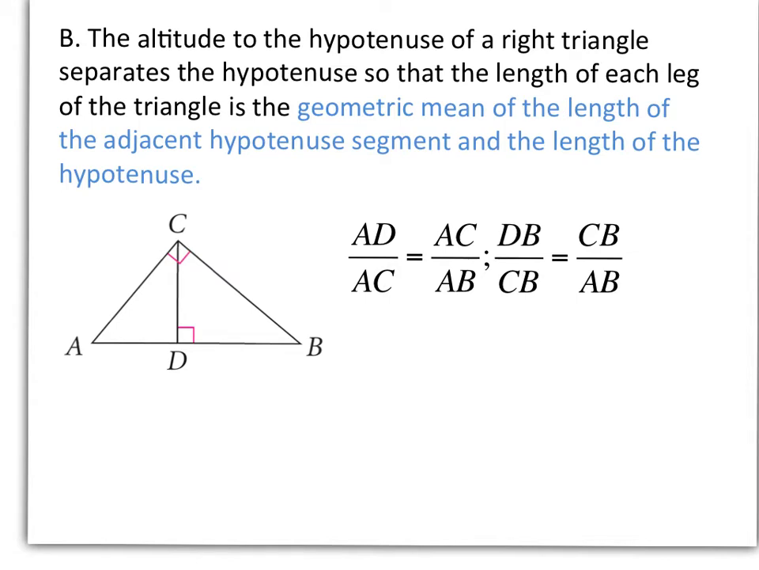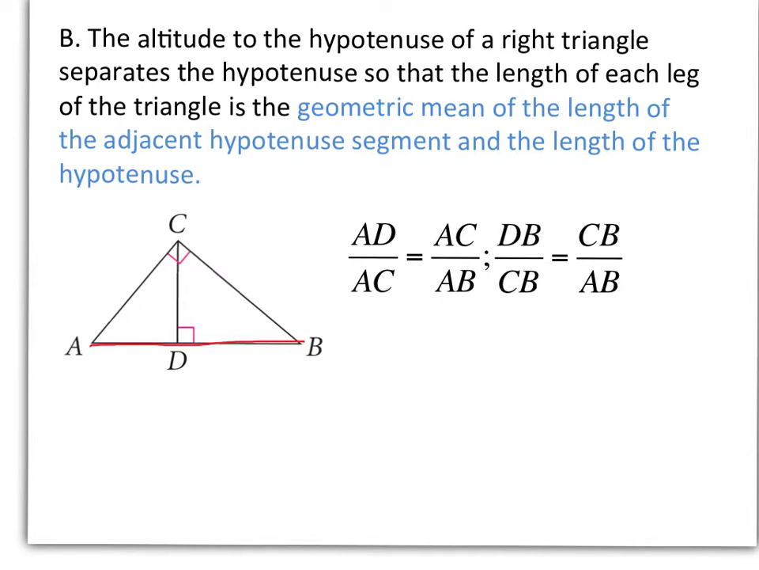B says the altitude to the hypotenuse of a right triangle separates the hypotenuse so that the length of each leg of the triangle is the geometric mean of the length of the adjacent hypotenuse segment and the length of the hypotenuse. So what we're saying here, CD is our altitude. It's separating the hypotenuse of our large triangle. The hypotenuse in the large triangle would be AB, the entire base here. And it's separating it into AD and DB, which are part of our other two smaller triangles.